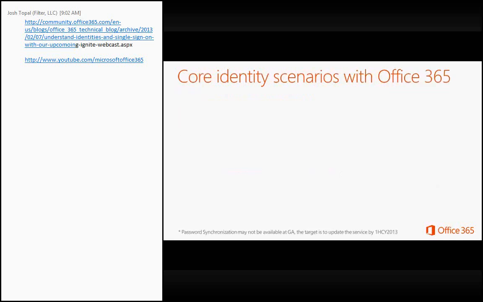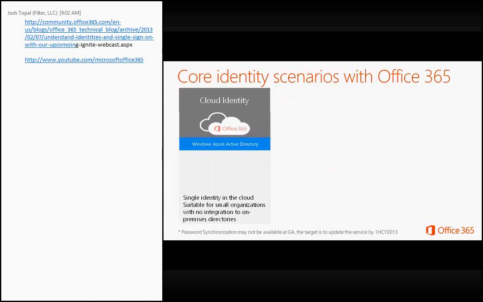We said then that we've got these core identity scenarios within Office 365. There are essentially three scenarios. We will dive into these in a little bit more detail, but the high-level overview is that the first one we've got is a cloud identity. Essentially the cloud identity is where your user account and identity is stored in Office 365 in this example. Well, it's actually stored in Windows Azure Active Directory. And that's typically used for smaller companies that require no integration to your existing on-premise environment.